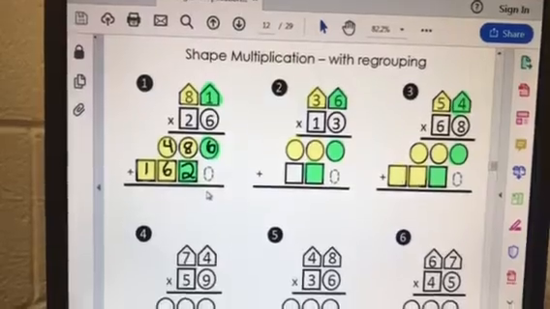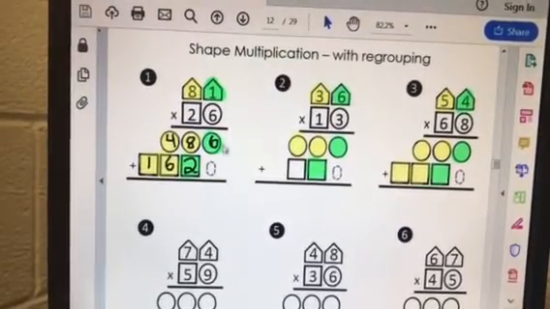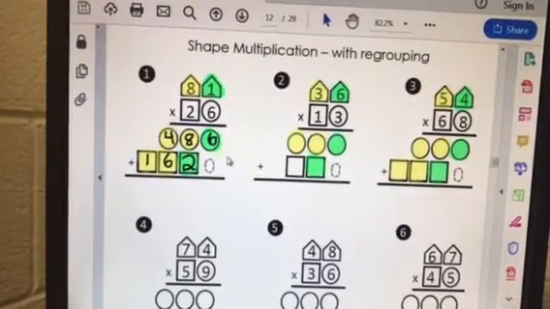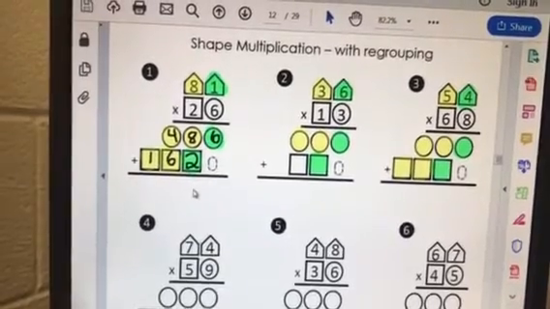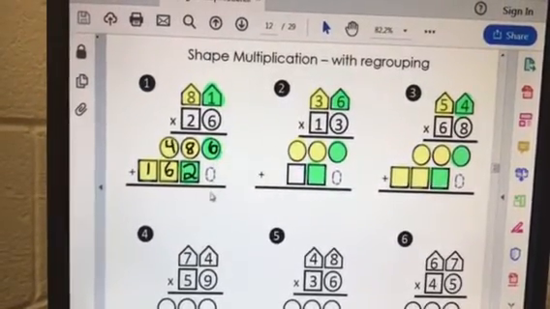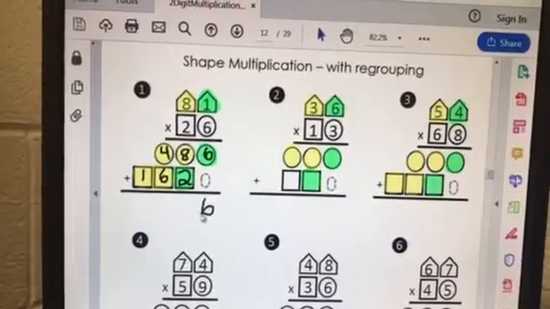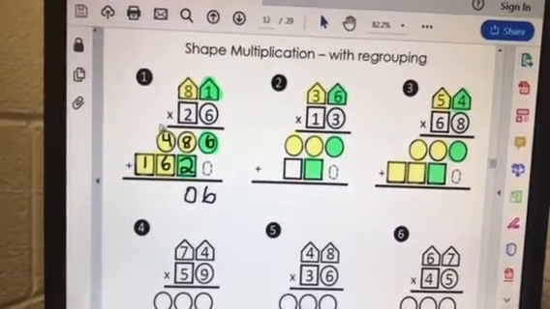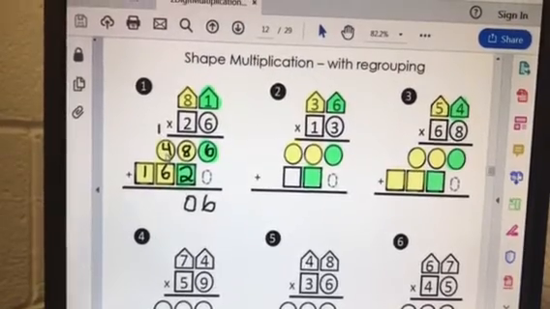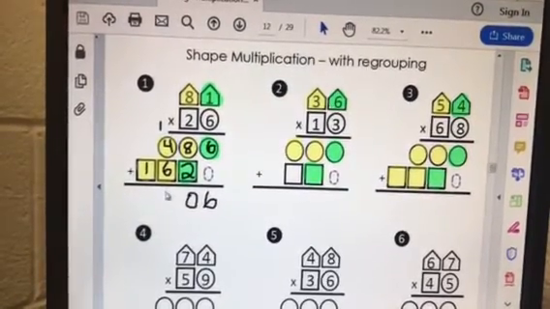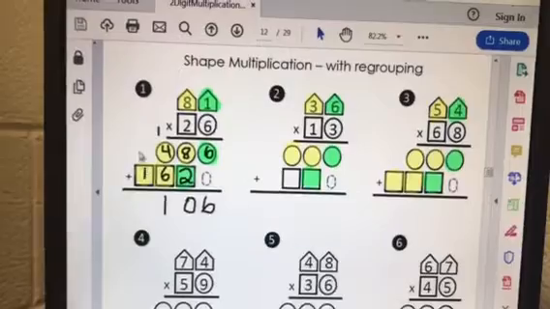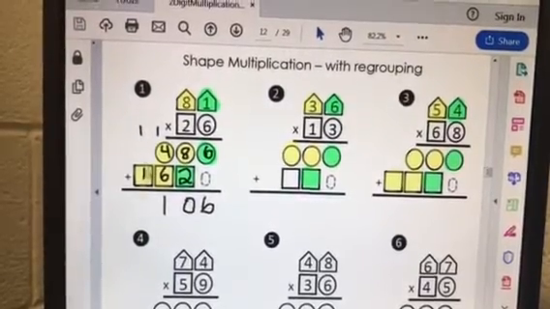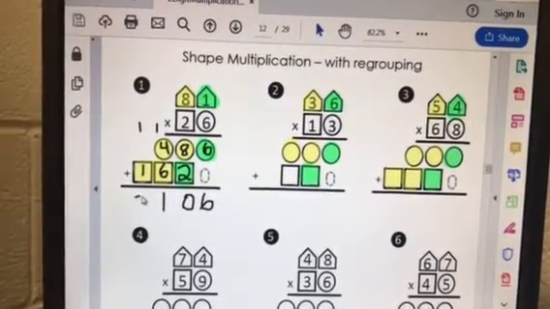Now my final step is to add both the circle answers and square answers together. So I'm going to take 6 plus 0 is 6. 8 plus 2 is 10. It's a 0 with a regrouped 1. 1 plus 4 plus 6 is 11. So I do need to regroup once more. And 1 plus 1 is 2.